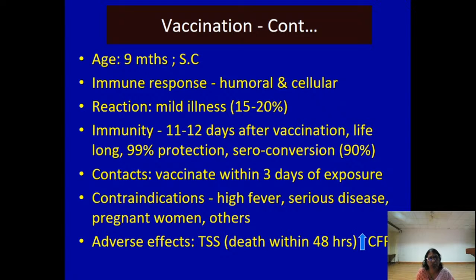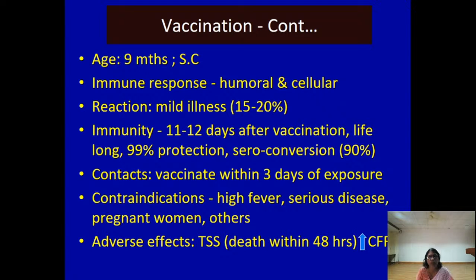At what age is it given? It is given at the age of 9 months. And please remember, in the exam, in the viva, the examiner will ask about the route of administration of measles vaccine. It is subcutaneous only. So, please remember, it is subcutaneous.